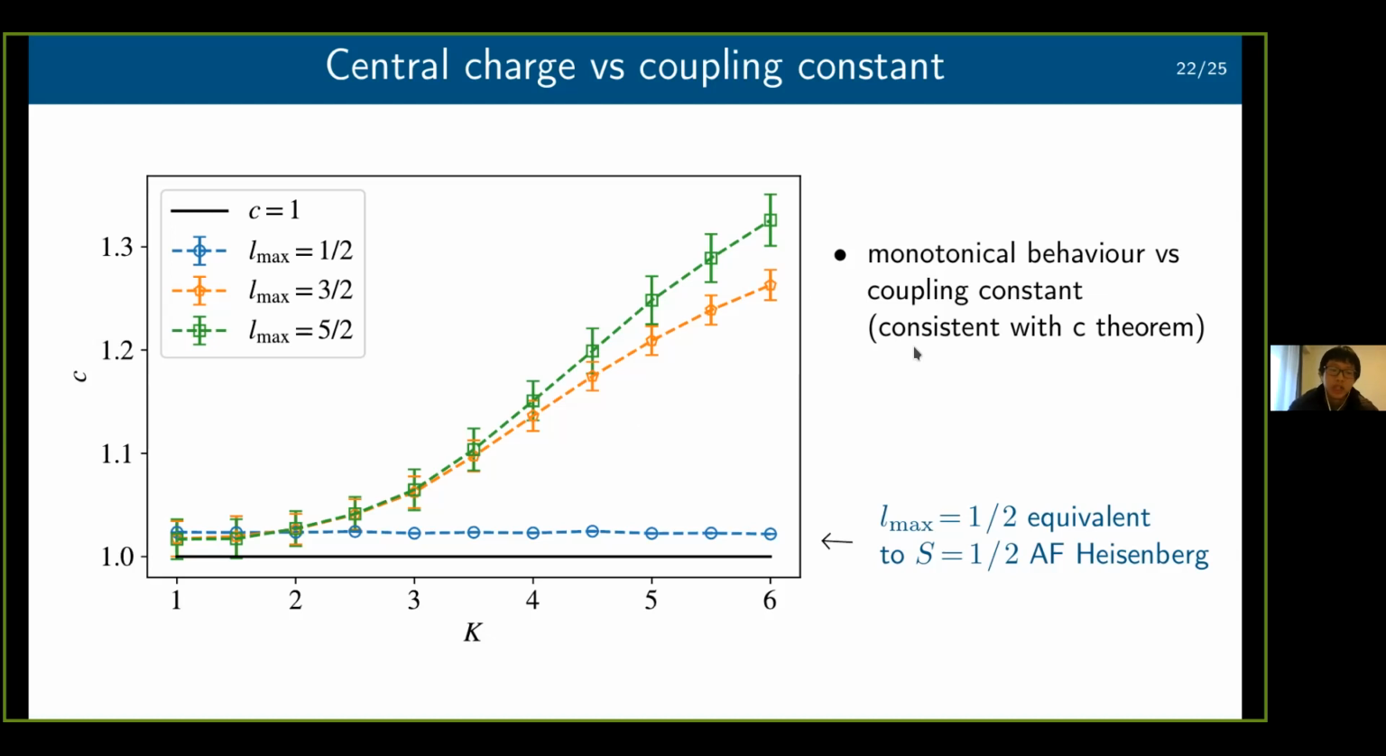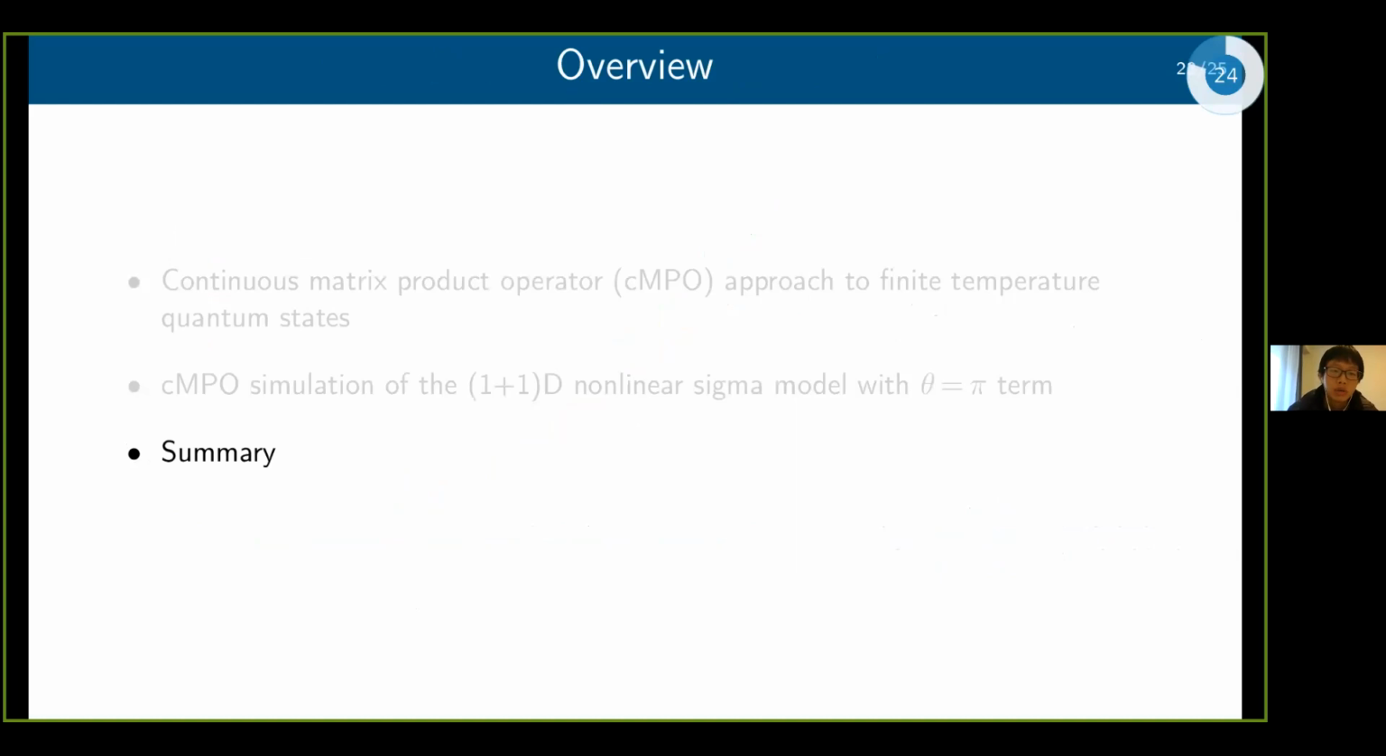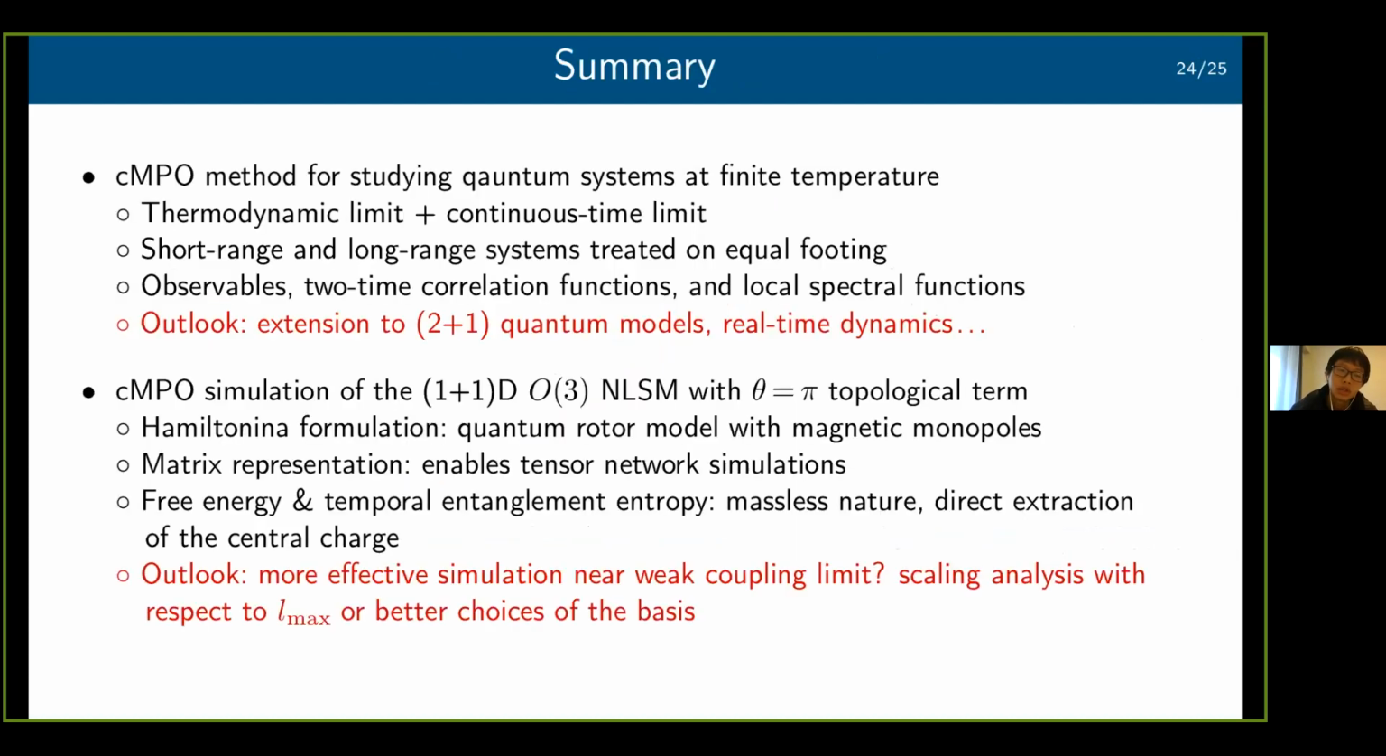So let me give a summary. In our work, we proposed a CMPO method for studying quantum states at finite temperature. Our method can work directly in the thermodynamic limit and the continuous time limit, and can also treat short-range and long-range interaction systems on an equal footing. And we can obtain observables and true time correlation functions, and even local spectral functions for the real-time dynamics.